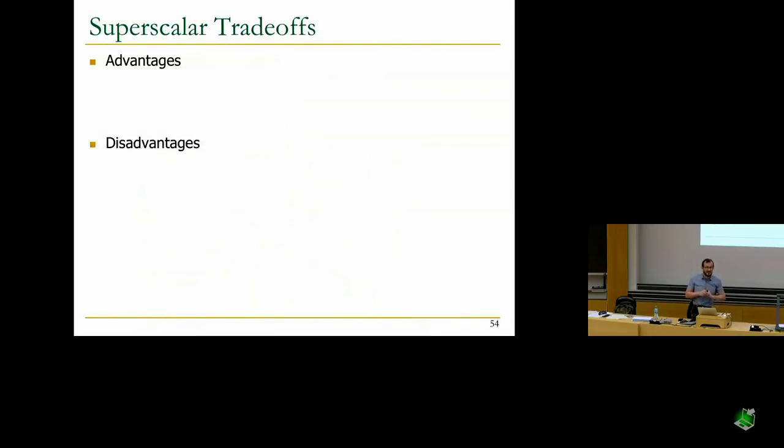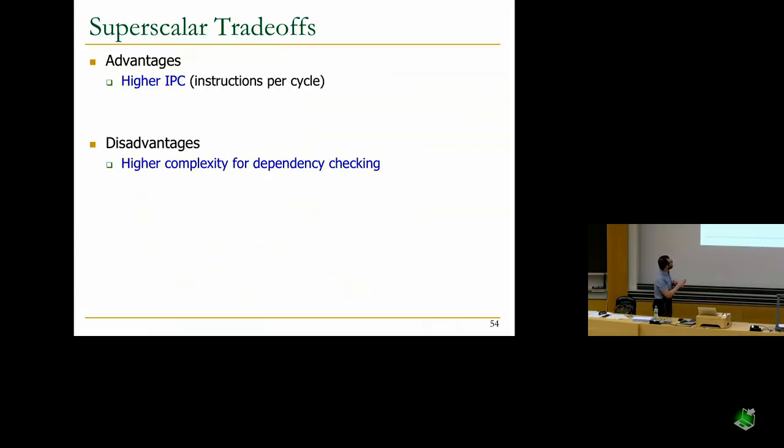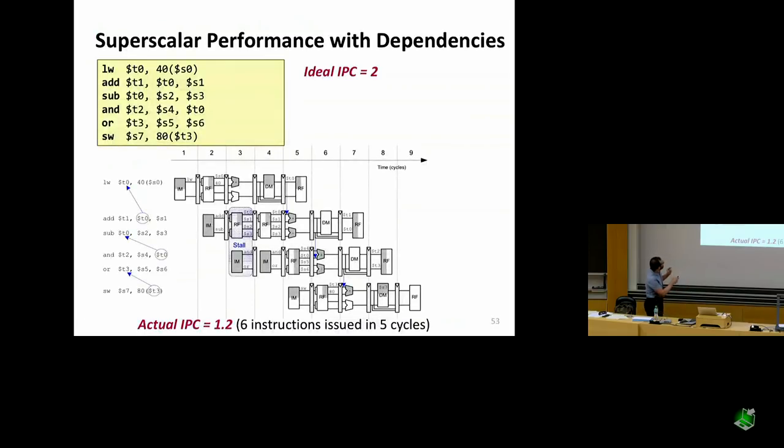Okay, let's take a look at the trade-offs of this. So the big advantage is concurrency, right? You get higher instruction level concurrency, higher instructions per cycle, essentially. The big disadvantage is higher complexity for dependency checking. Now you have the two instructions over here. Can you issue the next instruction at the same time? If not, you need to stall one such that it gets issued in the next cycle, right? And this is an in-order pipeline. We're not even looking at the out of order yet. We'll talk about the out of order in a little bit.